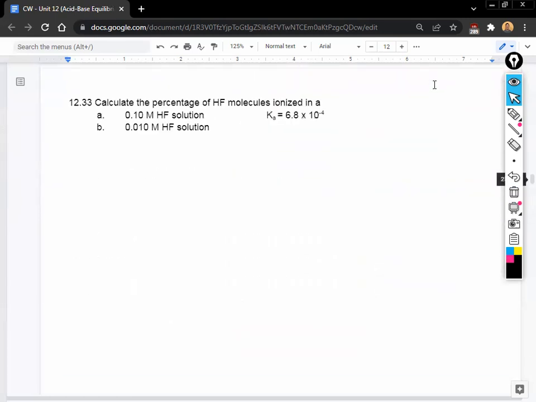Okay, so we're going to jump right into 12.33. Now, I'm going to do the first part for you, and then after that, I'll have you guys do the second part. But if you take a look at the problem, it's asking us to calculate the percentage of HF molecules ionized. So here, we are looking for the percent ionization. And if you remember, it is the concentration of H plus at equilibrium divided by the concentration of the weak acid initially, times 100%.